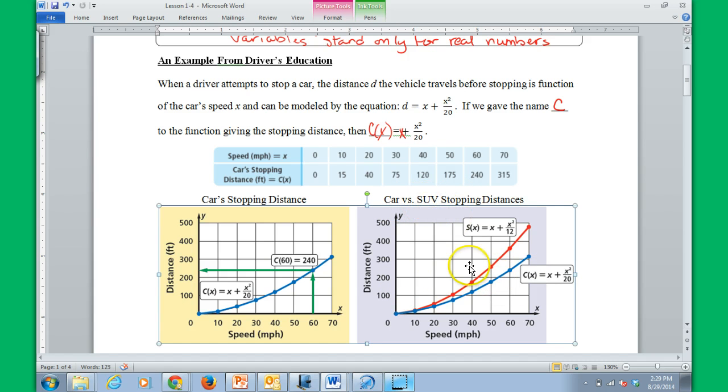What do you notice about these two functions? The car is the blue one, the red one's the SUV. It takes longer for them to stop, right? Yep. So why do you think there's a difference between these two? Why does it take longer to stop an SUV? Yeah, it's heavier. Okay.